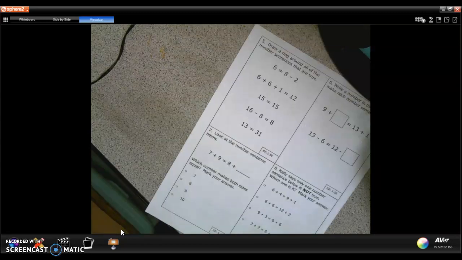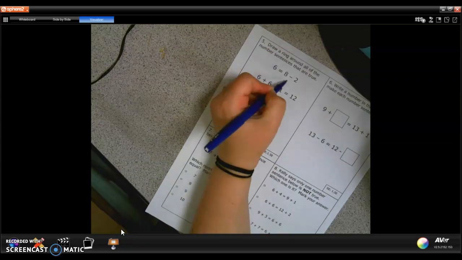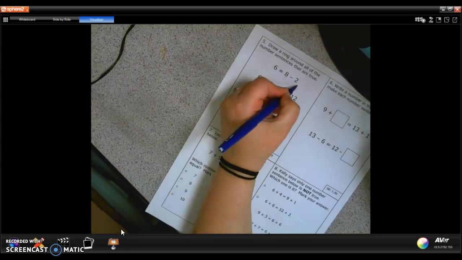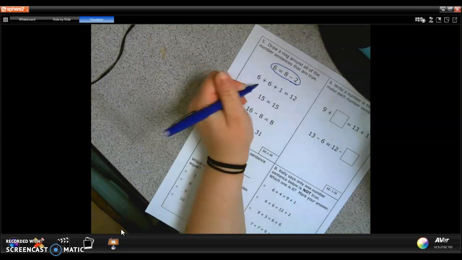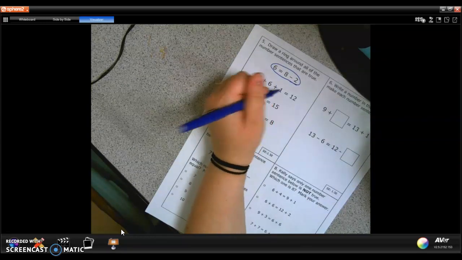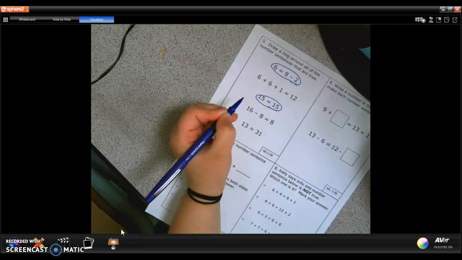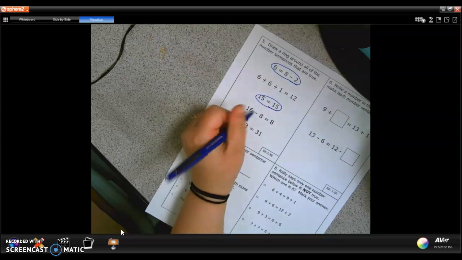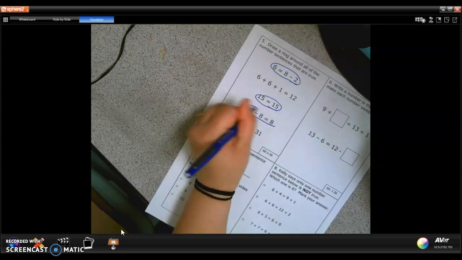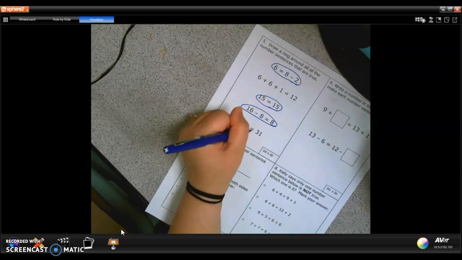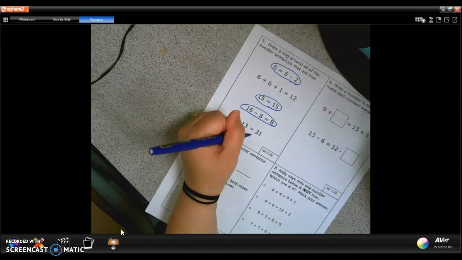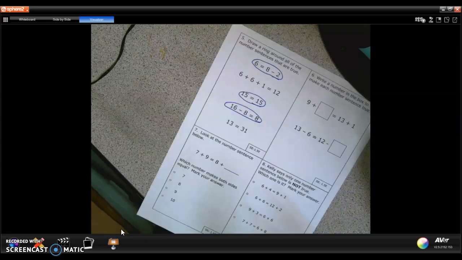Draw a ring around the number sentences that are true. Okay, well 8 minus 2 is 6. That is true. 6 plus 6 is 12 plus 1 more is 13. That is not true. 15 equals 15. That is true because they have the same value. 16 minus 8 equals 8. Well, I know 8 and 8 is 16. That's true. 13 equals 31. Nope, because 13 has 1 ten and 31 has 3 groups of 10.